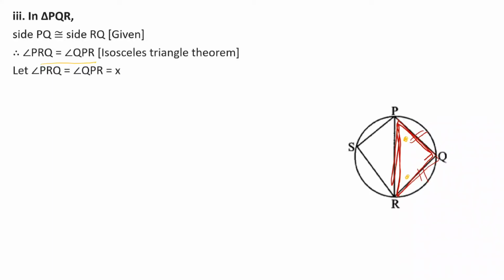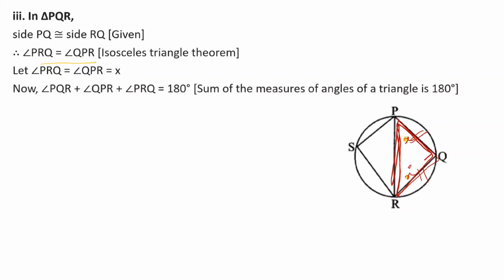So let PRQ and QPR be x degrees. You can see in this figure, we will assume angle P and angle R as x degrees. And we know angle Q, right? So the sum of the three angles of this triangle will be 180 degrees. PQR plus QPR plus PRQ equals 180 degrees. QPR we will write x, in place of PRQ we will write x, and in place of PQR we will write 70, right? Because we have already calculated the measure of angle PQR earlier, and x plus x will become 2x.